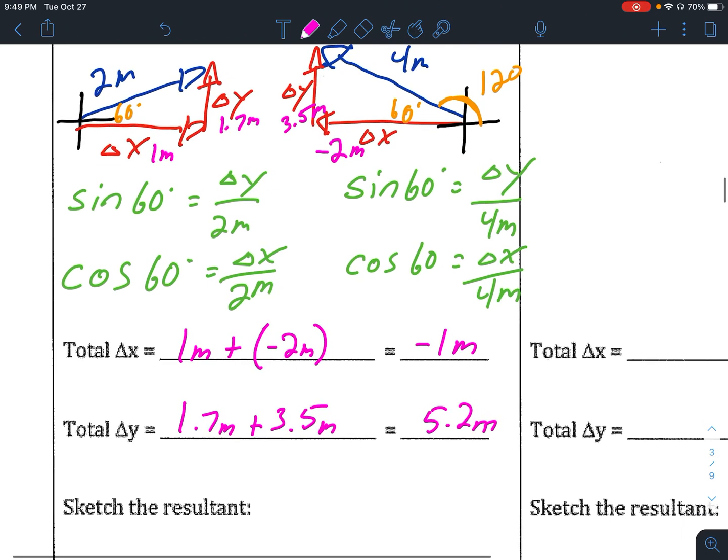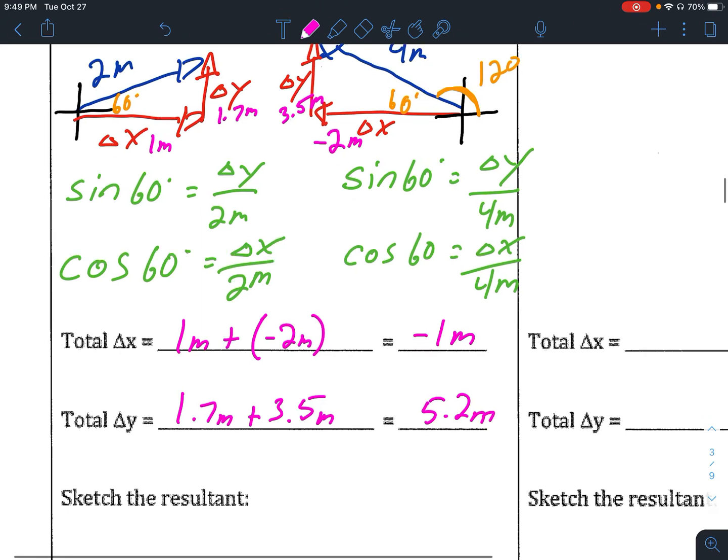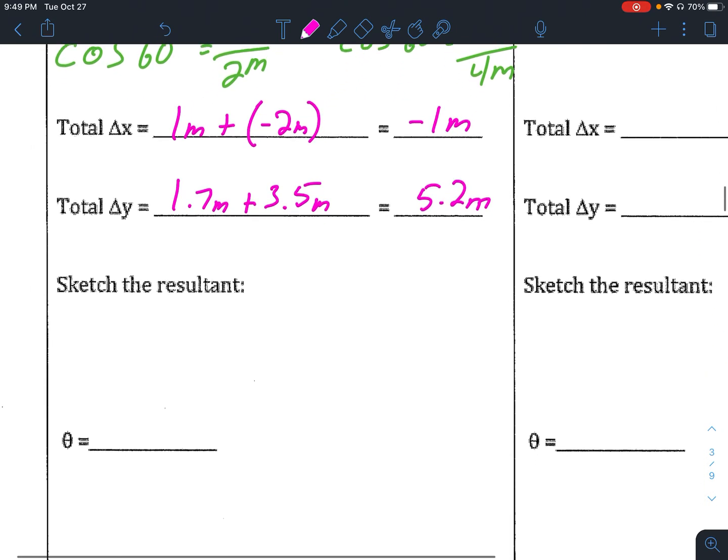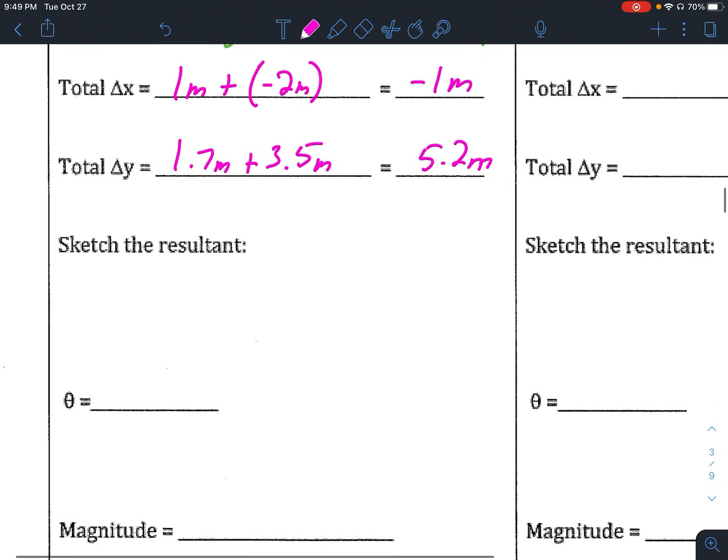Okay, so we broke those two components, those two vectors down into their x and y components. We added them together, so we have their totals. Now the second half starts. So this is like what we first did. Now we have two component vectors. We're again going to put them together to find one total resultant.